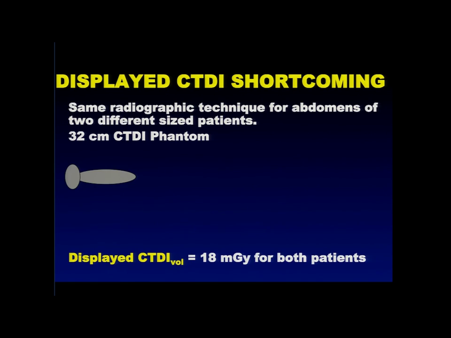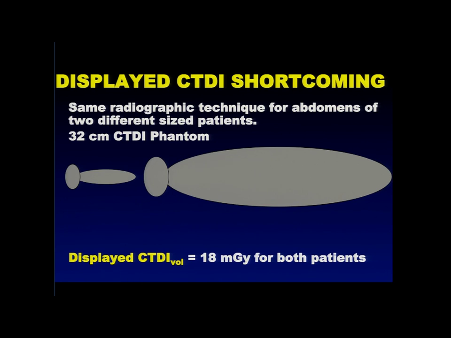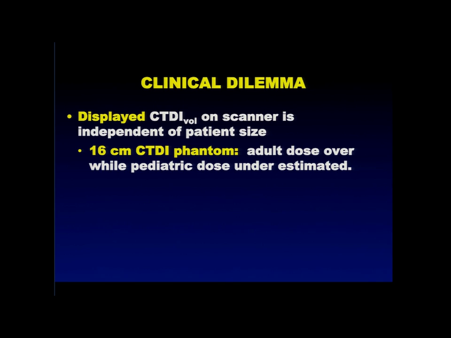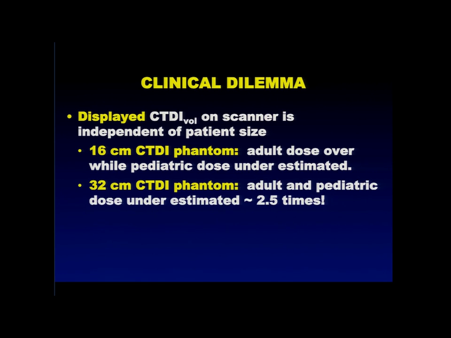So we've got a little patient, we've got a large patient. If we use the same technique, the scanner is going to tell us the CTDI vol was the same. If we use the 16 centimeter phantom, the adult dose is going to be greater. If we use the 32 centimeter phantom, the adult and the pediatric dose will be underestimated.